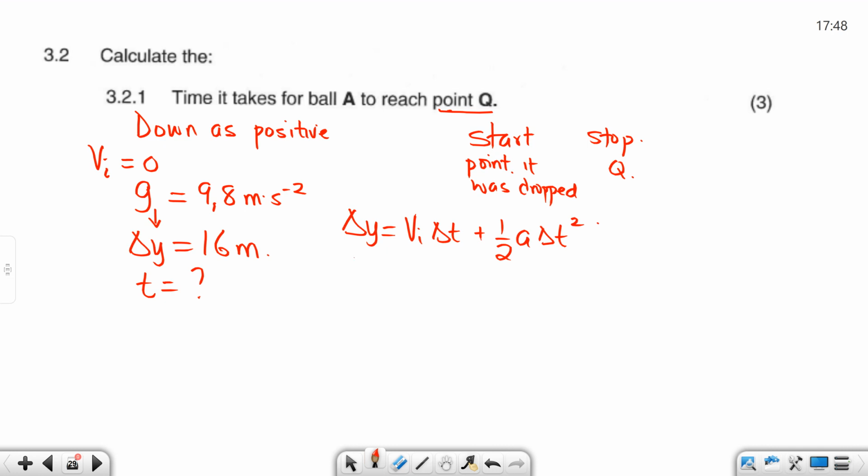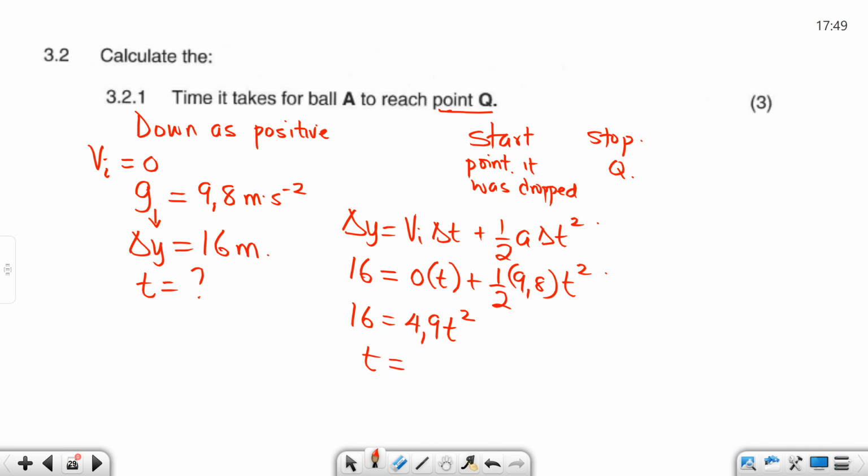What's my delta y? 16. What's my initial velocity? 0, multiplied by what? Half. What is my a, which is g? 9,8. And you are looking for t squared. It becomes very easy. 16 equals 4,9 t squared. What is my t? We divide both sides by 4,9, and then we find the square root. 1 comma something. Done.